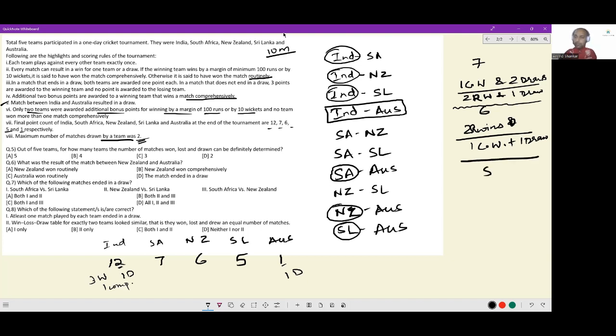And for 5 points, you can have 1 comprehensive win and the other being 1 routine win and 2 draws.